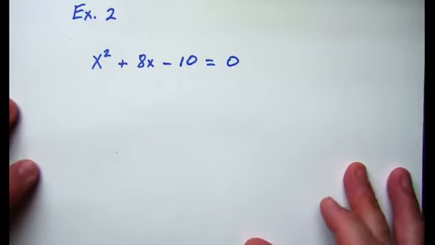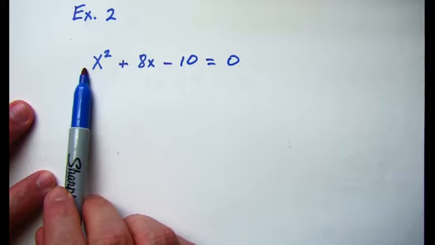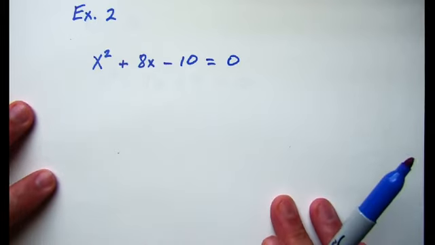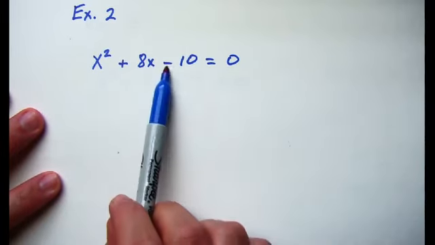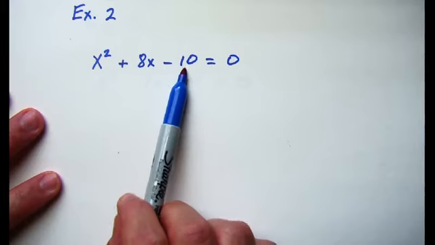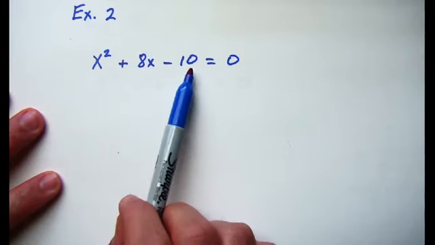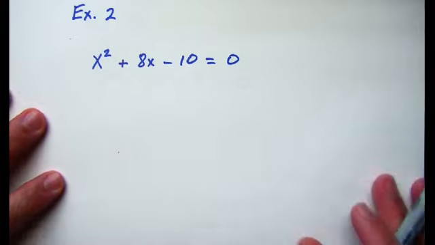So example 2 here. Notice again, we don't have a leading coefficient. If you do have a leading coefficient, you just divide through by that leading coefficient to get rid of it. Now, first thing is we're going to get rid of this value. Notice that this one would not factor at all. Factors of 10 that subtract to be 8? There are no factors of 10 that subtract to be 8. So this one you'd have to use the completing the square method or the quadratic formula.